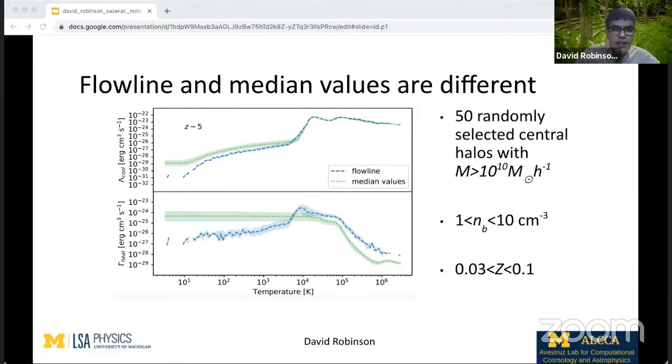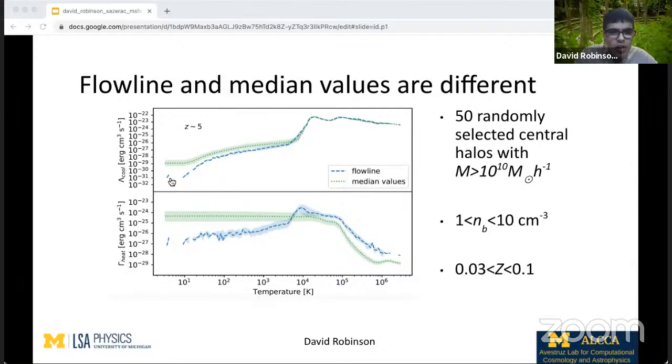And so the key takeaway from this plot is that these two curves are different. Below 10^4 Kelvin, they're clearly different, both quantitatively for the cooling function, and they even have a qualitatively different shape for the heating function. When you go above about 10^4 Kelvin, the two cooling functions actually agree with each other pretty well, but that's not the case for the heating function.